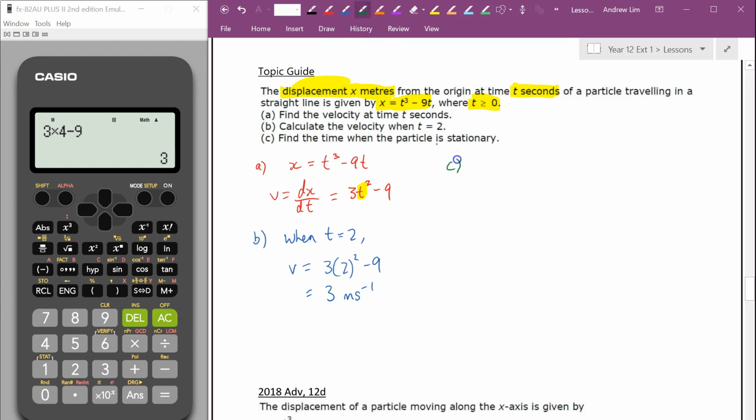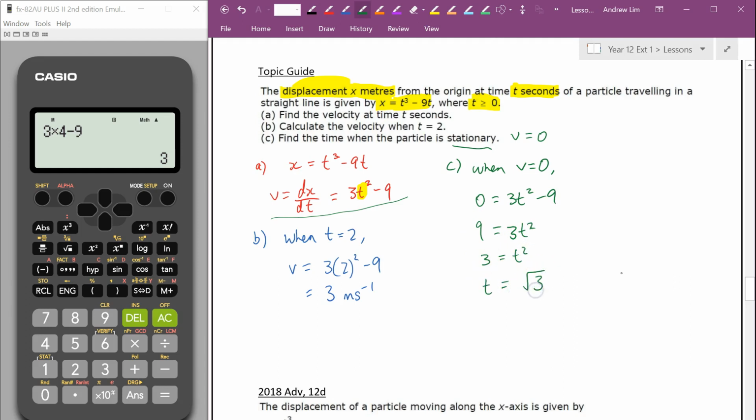Alright, question C. Find the time when a particle is stationary. So stationary means that it's not moving. That means velocity is equal to 0. So when velocity is 0, that means this whole thing is equal to 0. 0 will equal 3t squared minus 9. So we'll move the 9 over. We'll divide by 3. And then we'll square root both sides.